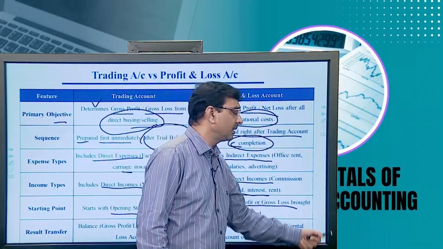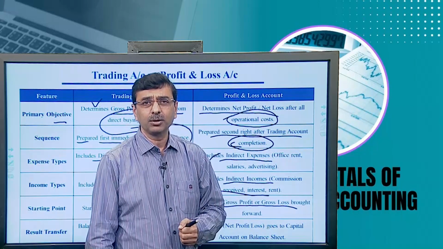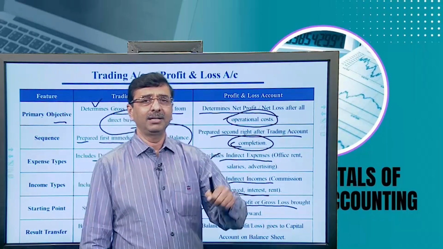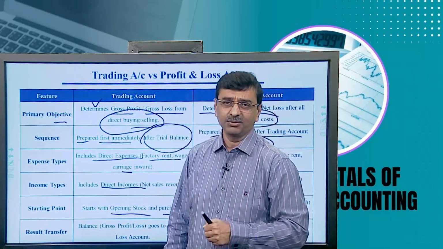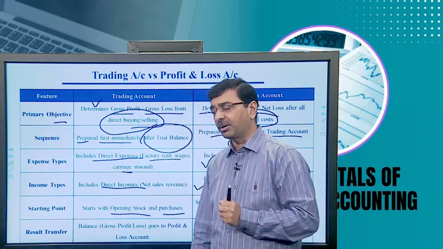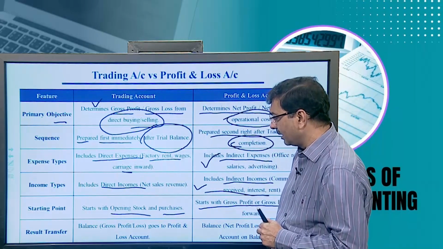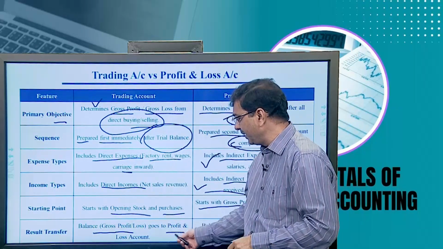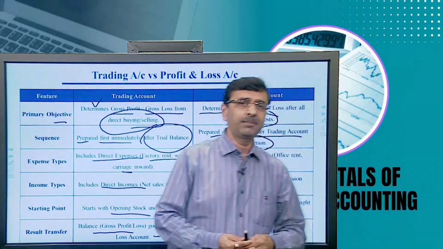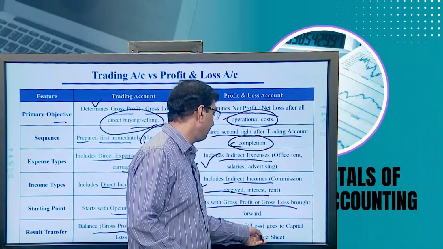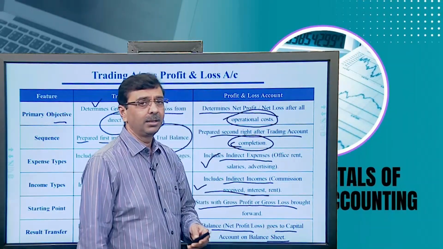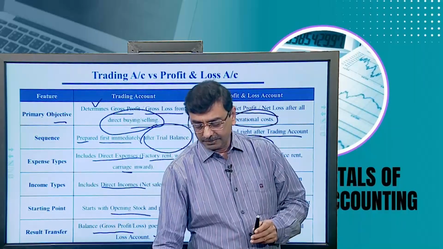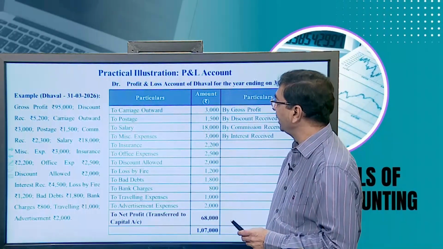Here the starting point is gross profit or gross loss; we need to transfer it first into the profit and loss account, and then we will write down all the remaining transactions from the trial balance into the profit and loss account. Generally, the gross profit or gross loss balance is transferred to the P&L account, and the net profit or net loss will be transferred into the balance sheet and added to or deducted from the capital account. So, this is the major difference between trading and P&L.